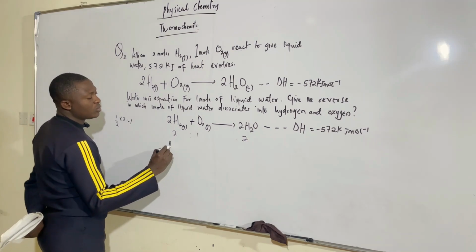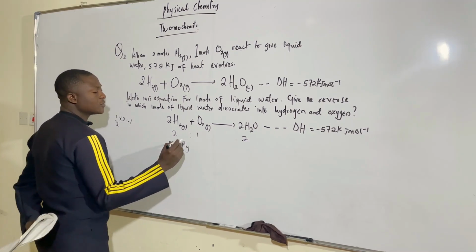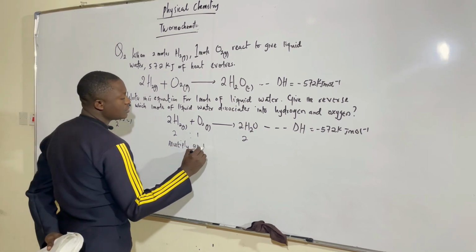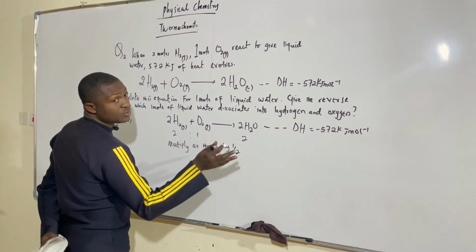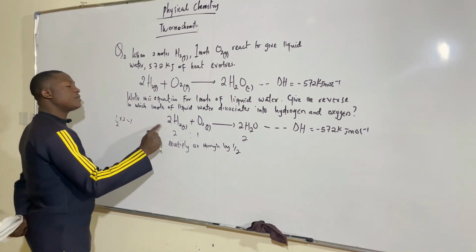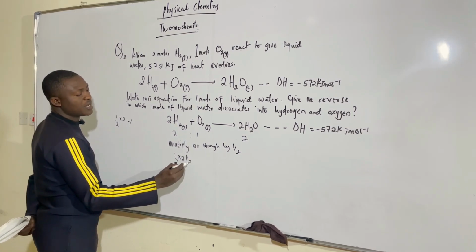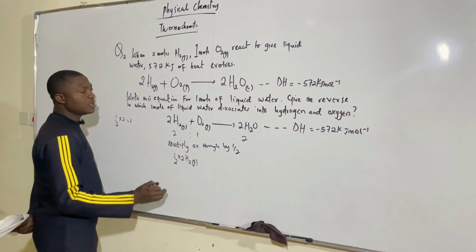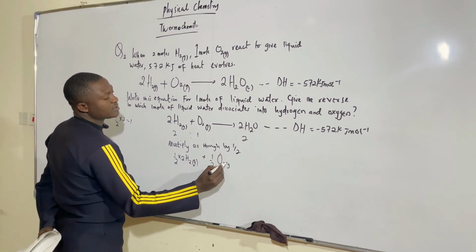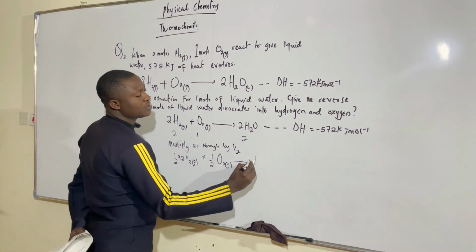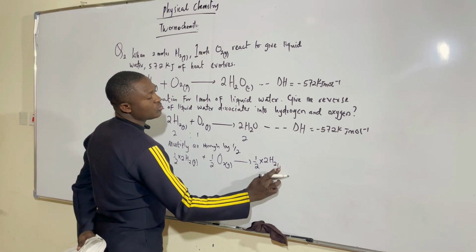So multiply all through by half, or divide all through by 2. Still the same thing. So the first one, that means that we have 1 over 2 times 2 for hydrogen gas. That's for the first one. The second one plus 1 over 2 oxygen gas. Now for this, that's going to be 1 over 2 multiplied by 2 H2O, which is liquid.